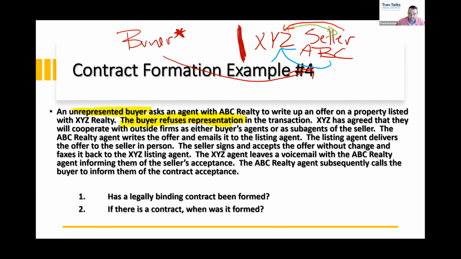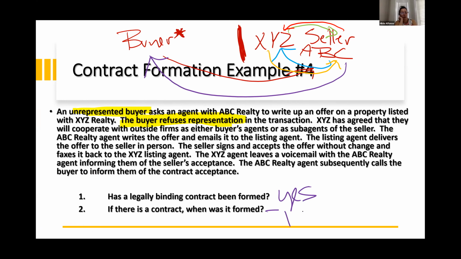It says the XYZ agent leaves a voicemail with the ABC real estate agent. I need another color. So XYZ is leaving a voicemail for ABC. The ABC realty agent subsequently calls the buyer to inform them of the contract's acceptance. Has a contract been formed, folks? Yes. Finally. Which line? Purple line.